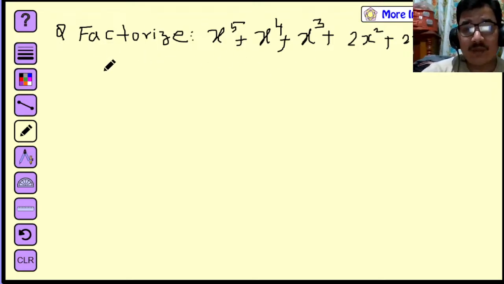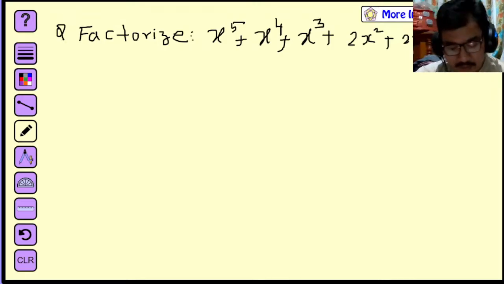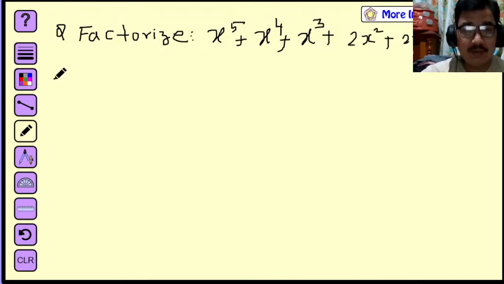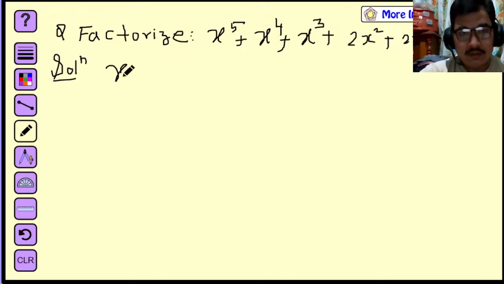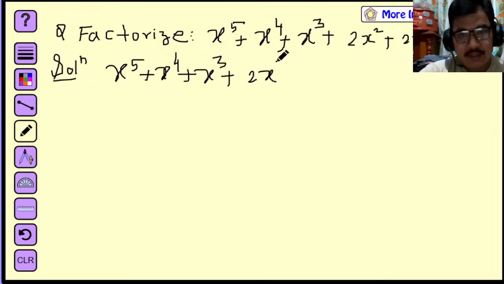In this question, look at how to factor. Look there, one, two, three, four, five, six terms are there. In such questions, look here, what you have to do. I want to show you. First, write a solution. And look, write this question. This is x to the power 5, and the next one is x to the power 4, and next one we can write here x cube, and next one we can write here 2x square plus 2x plus 2.